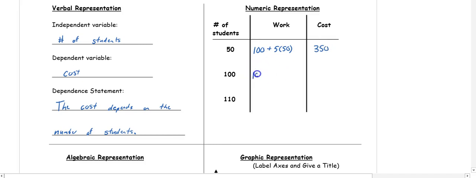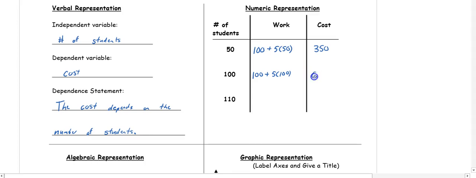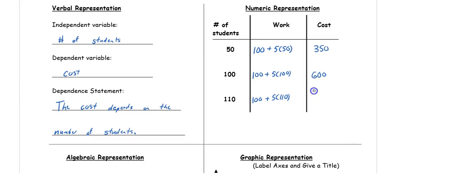And then we're going to do the same thing for 100 students. So it's $100 plus 5 times 100 students, and that gets us $600. And then we can do 100 plus 5 times 110, and that gets us $650. So our numeric is making a table that represents it.